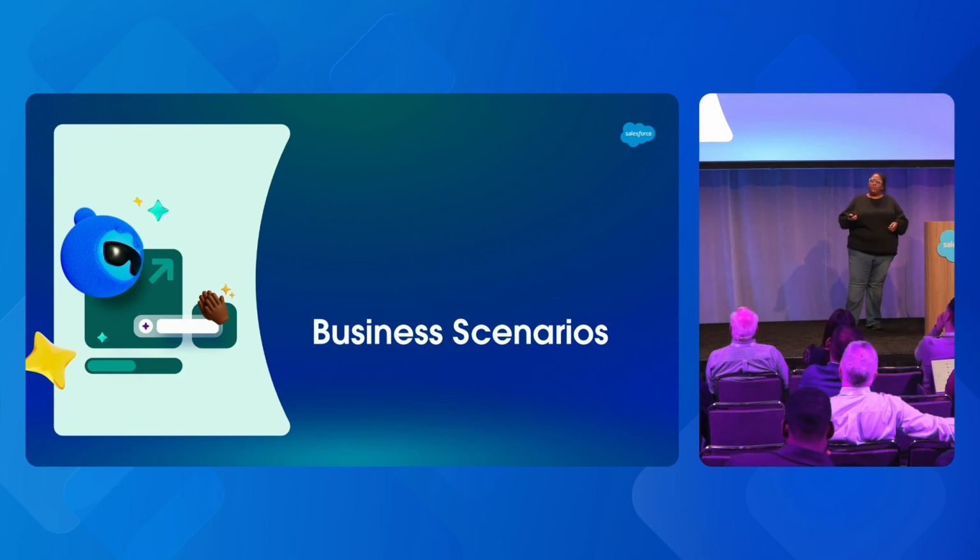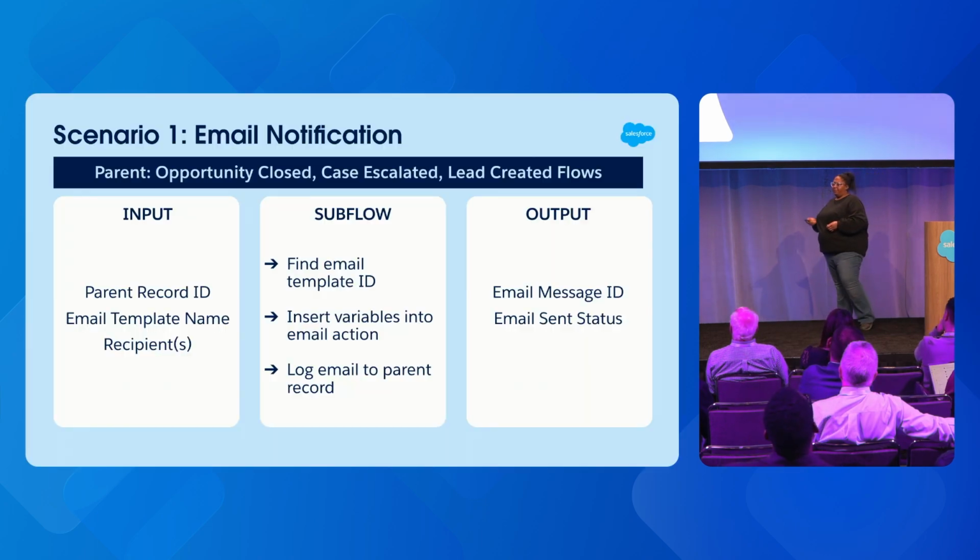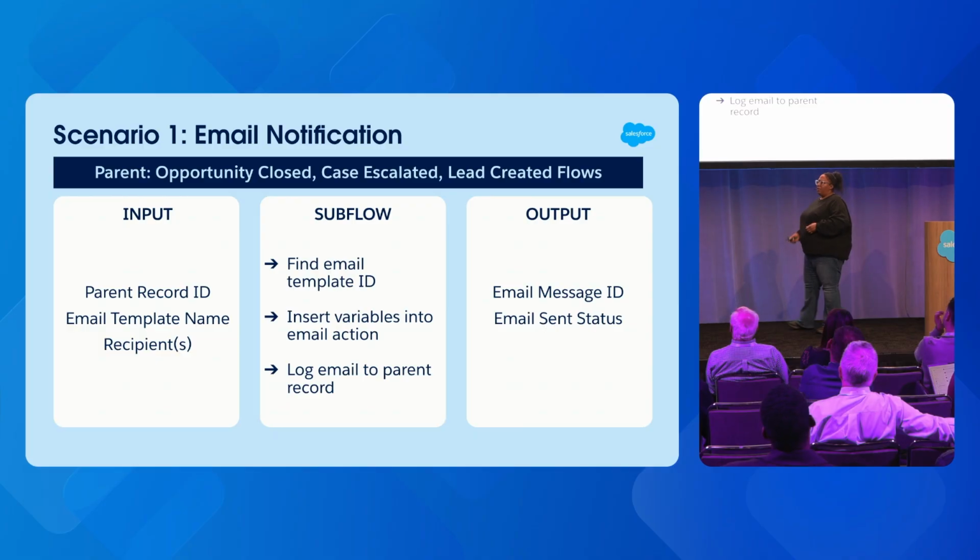So let's go through a few business scenarios. Here are some business scenarios that you can probably do now. One simple one is just an email notification. Maybe you send one out when opportunities are closed, leads created, any situation that is out there, you have an email notification.